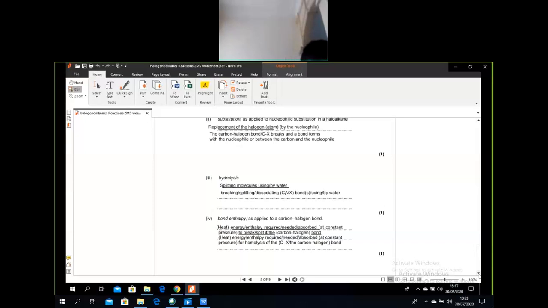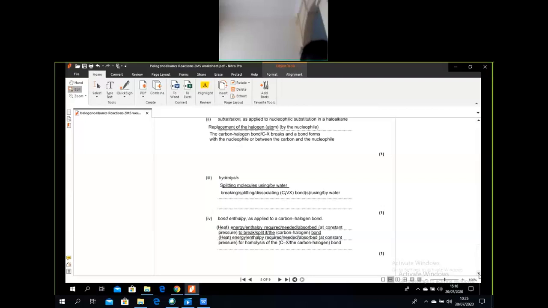And then hydrolysis. Hydrolysis is the splitting of a large molecule by using water into 2 smaller molecules. And then bond enthalpy as applied to carbon-halogen bond. Energy or enthalpy required at constant pressure to break the carbon-halogen bond. It is also the energy needed to do the homolysis of the carbon-halogen bond.